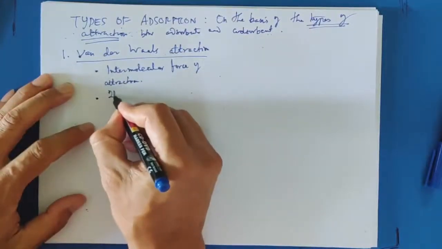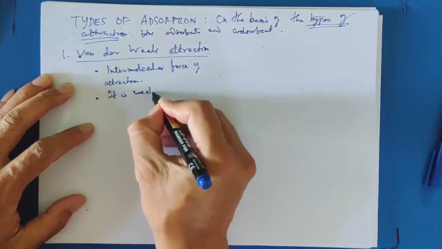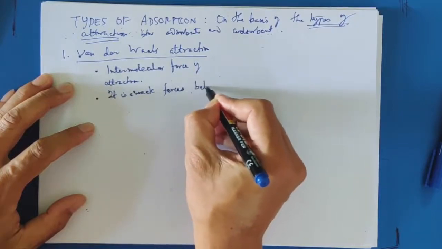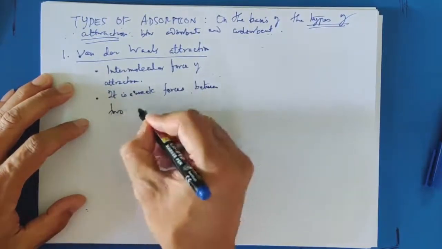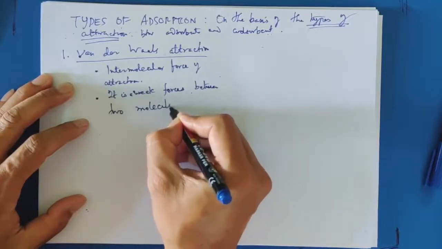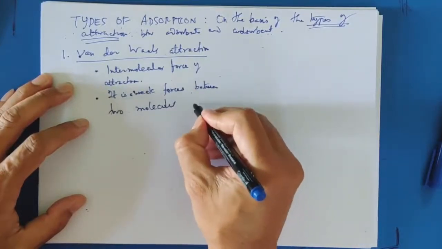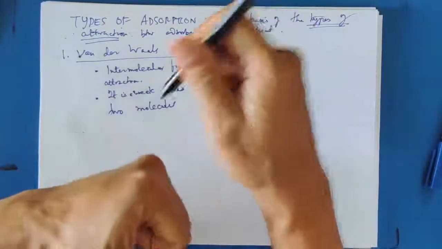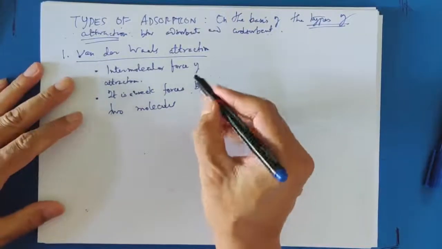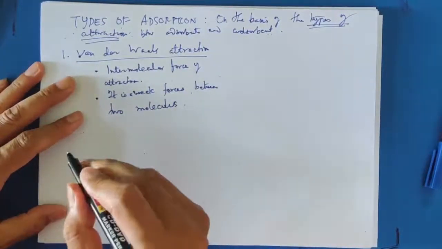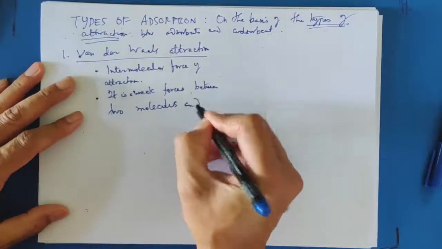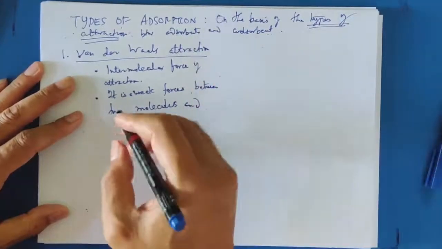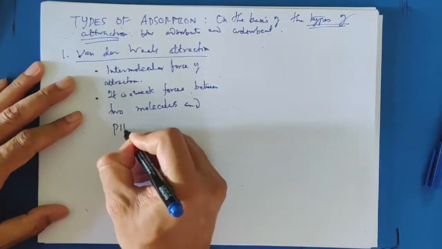Next point. It is a weak force between two molecules. It's a weak force and it is between two molecules. Okay, it's physical forces. It's basically physical forces. When van der Waals attraction is involved in adsorption, it's called physisorption.